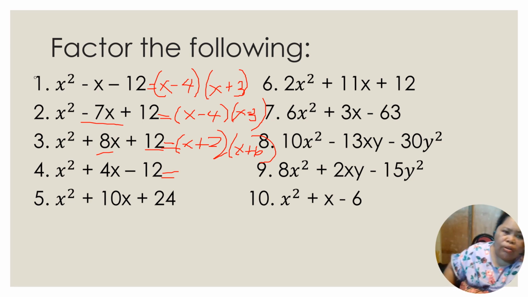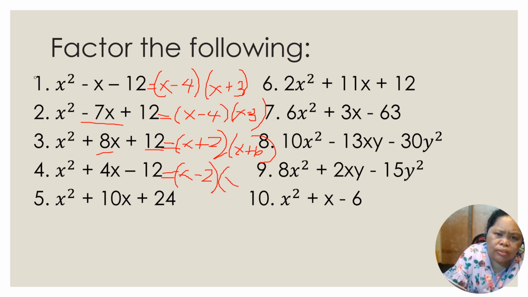Next, we have 4x. What are the other factors? 6 and 2 are still the answer, but one is negative. So we can have x minus 2 and x plus 6. That's it, because 6 minus 2 is 4, and negative 2 times 6 is negative 12.